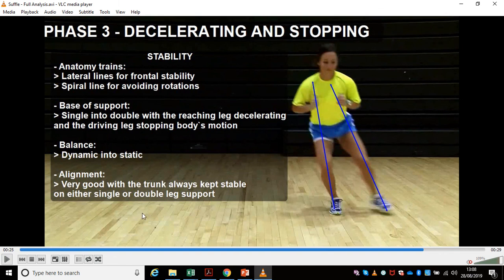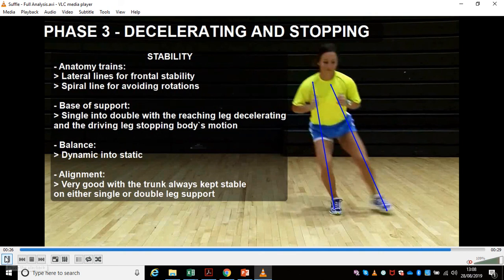In terms of alignment, again, we should look at ideal lines, or theoretical lines, starting from the top of the feet and running across the lower limbs, joints, and the trunk itself.